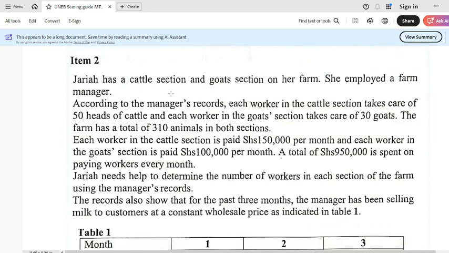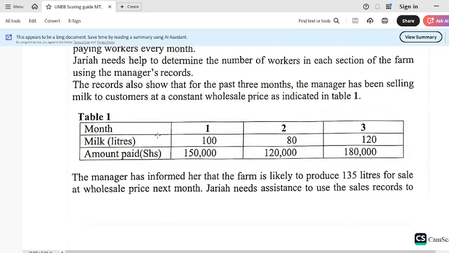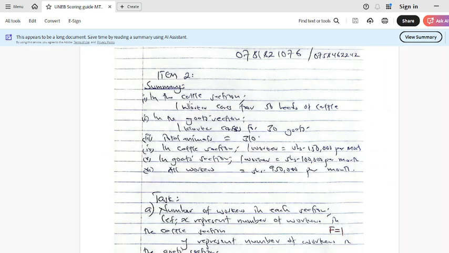Now we have read through the item, and if we rush back to the item, you see, according to the farm manager's records, each worker in the cattle section takes care of 50 heads. That means a worker takes care of 50 heads. What about in the goats section? A worker takes care of 30 goats. What about the total number of animals in both sections? So they are there. According to that, you see how I came up with the summary. In the cattle section, one worker cares for 50 heads of cattle. In the goats section, one worker cares for 30 goats. Total number of animals equals 310.